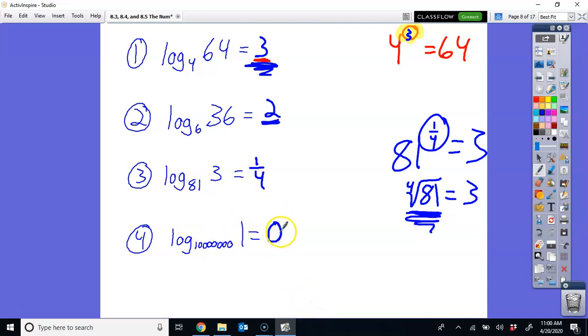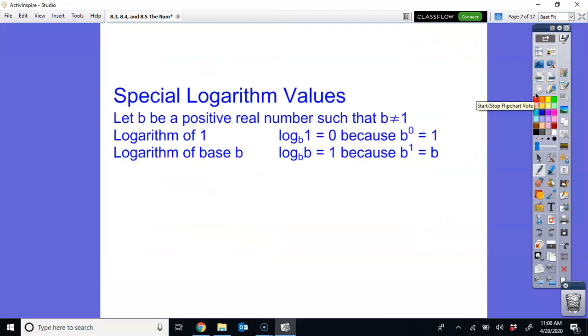Anything to the 0 power is 1. So anytime you have the logarithm of 1, you're going to get 0. And so that gives us a couple of special values that we need to know. The logarithm of 1 is always going to be 0, no matter what the base is. Okay, so you're welcome to copy these down, but you don't really have to. Anytime you have a logarithm, doesn't matter what the base is, of 1, you're going to get 0.